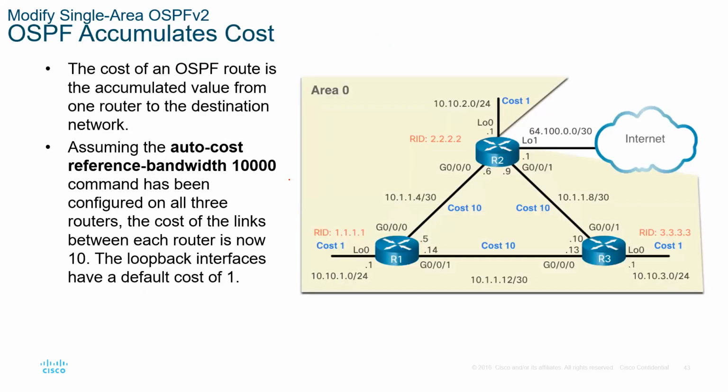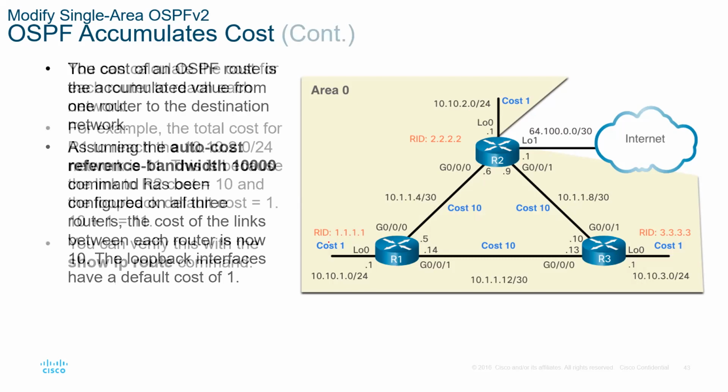The cost of an OSPF route is the accumulated value from one router to the destination network. Assuming the auto-cost reference-bandwidth 10000 command has been configured on all 3 routers, the cost of the link between each of the routers is going to be 10. The loopback interface is going to have a cost of 1, if we use the auto-cost reference of 10,000.